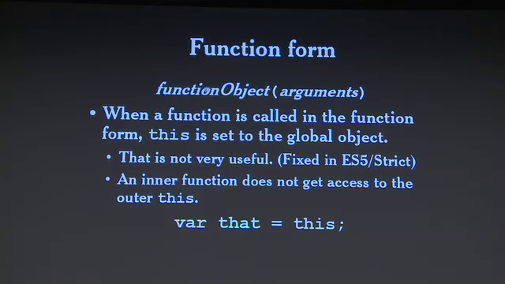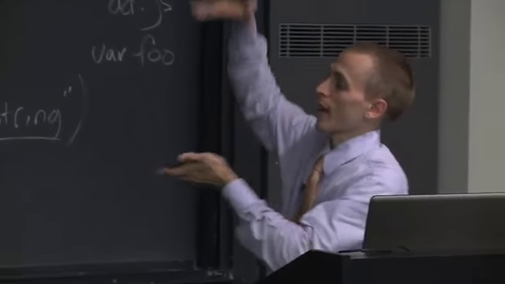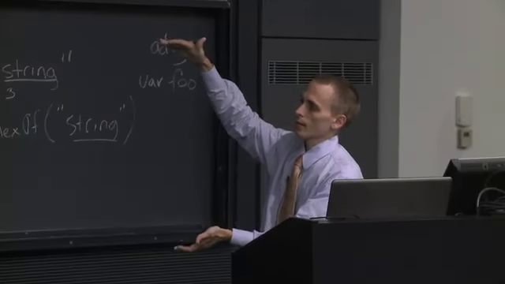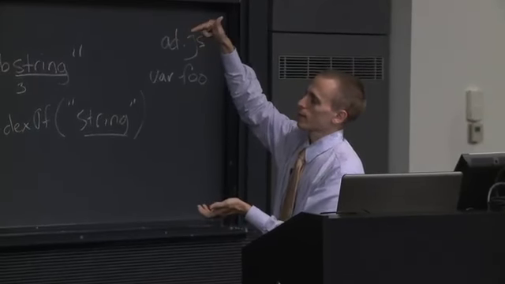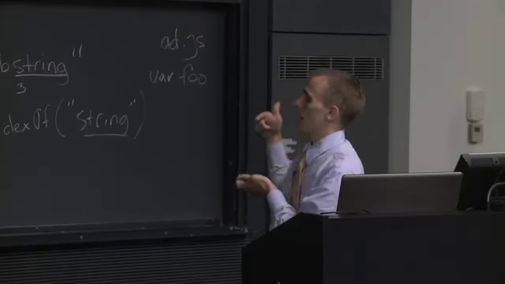In the function form, like with anonymous functions, the this keyword is actually set to the global object. If you make a function that's nested within a function, then the inner function will actually have its own scope and its own this keyword. And so in order to get access to the outer function's variables, in the outer function you need to set a variable that traps the this variable and makes it available.